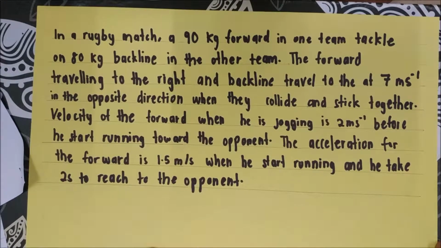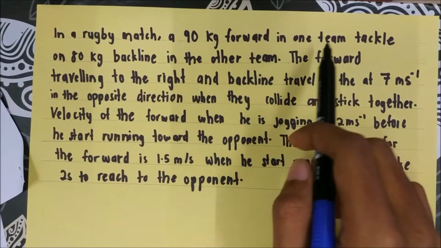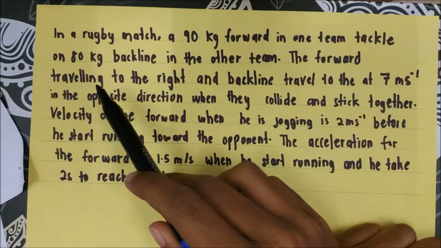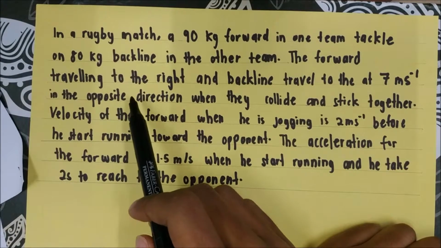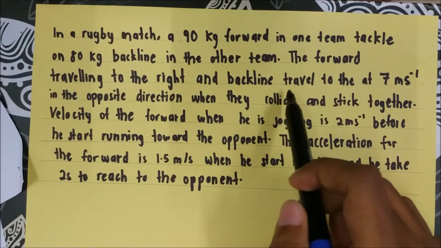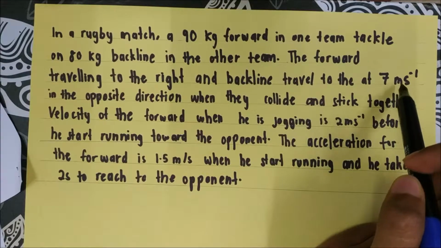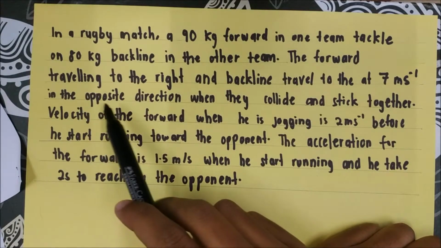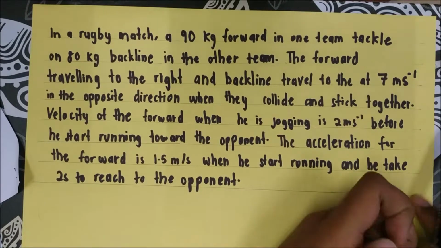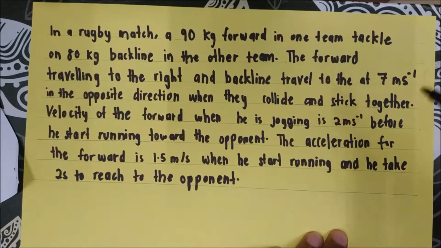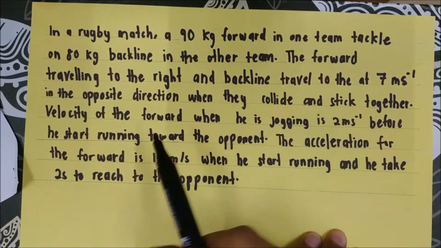The question is: in a rugby match, a 90 kg forward in one team tackles an 80 kg backline player in the other team. The forward is travelling from left to right and the backline player travels to the left at 7 meters per second, in the opposite direction. When they collide, they stick together. So we can see this question is about collision, because they collide and stick together.